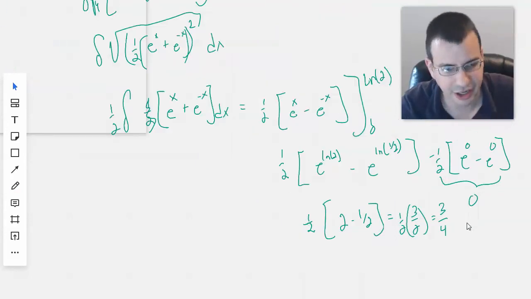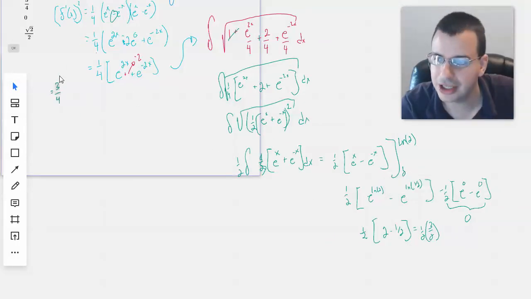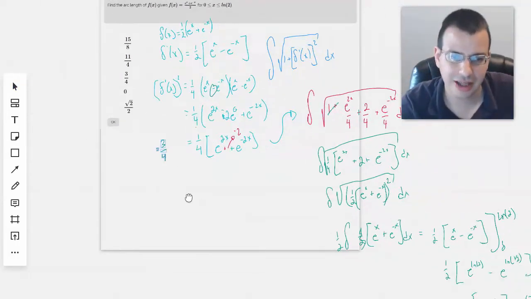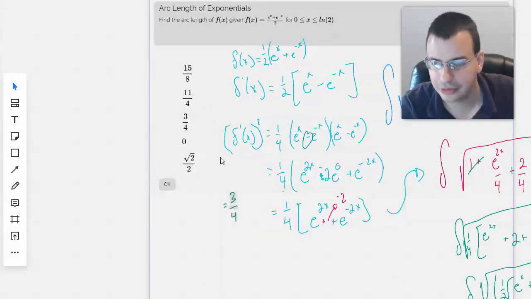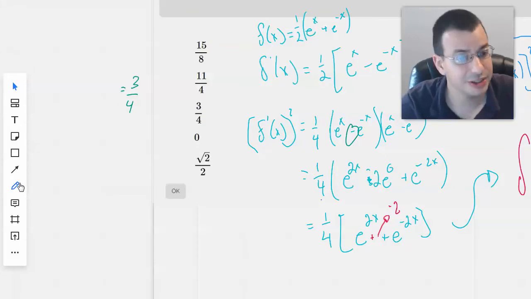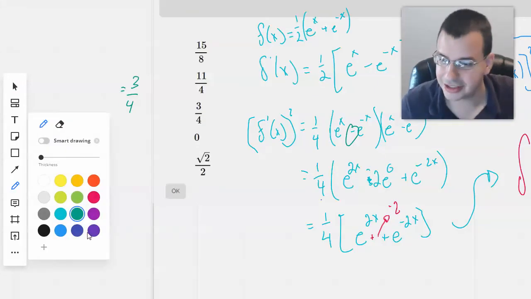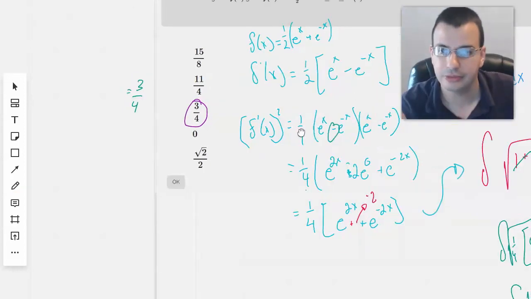Huzzah! I'm amazed by how much work we can put into these arc length problems. Look at that. Crazy amount of work. Insane. And we even got an answer that shows up as a possibility, which is nice. So, right there, 3/4. So let's backtrack.